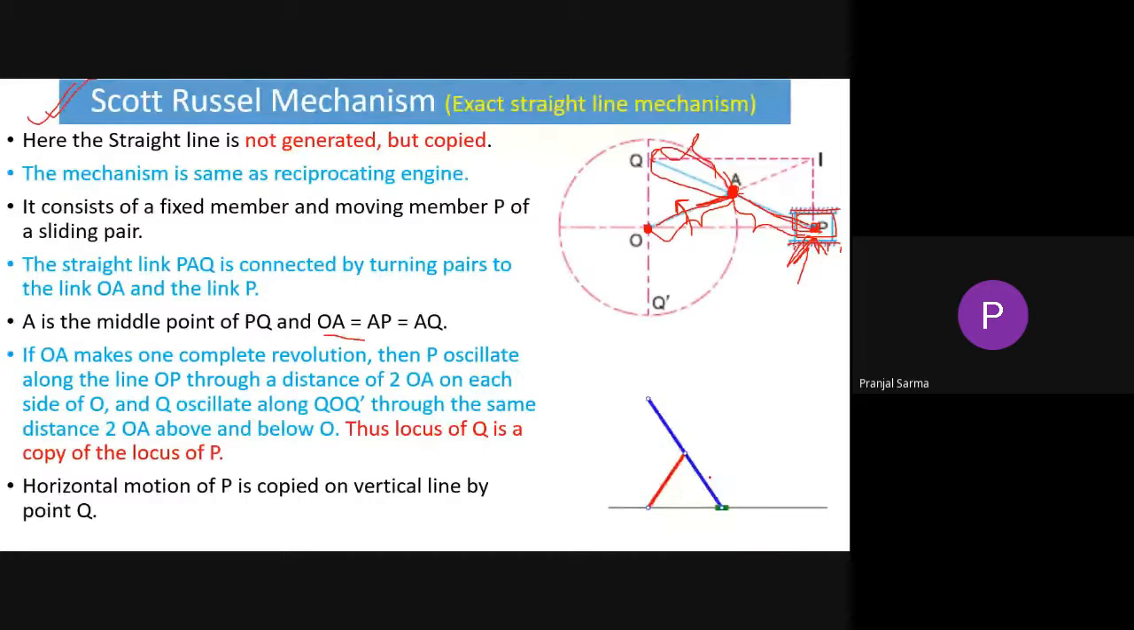As it is evident in this particular animation, this particular link is going down. And if you concentrate on this pin location in this animation, you'll see it is moving up and down. So basically the horizontal movement of the slider which is happening here is copied in this particular direction. That's why in the very beginning we said the motion is not generated but copied. Okay, so horizontal motion of this P is copied in the vertical direction by the extended portion, that is the Q point. If you look here, it will be very evident.